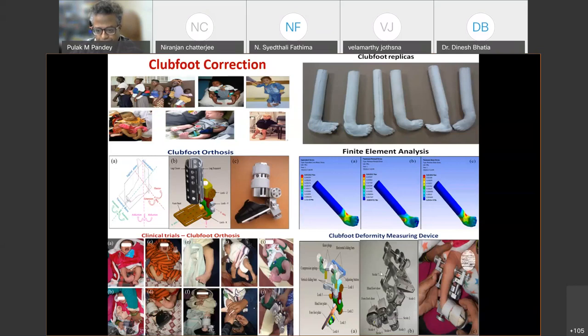So only 7 scales are there. Once you put on the foot of the baby, you are able to get basically 7 numbers. And once the correction is taking place, when you apply this orthosis, you can have an assessment of how much correction has taken place and how the deformity is being corrected. So this is one of the interesting works which we have done.